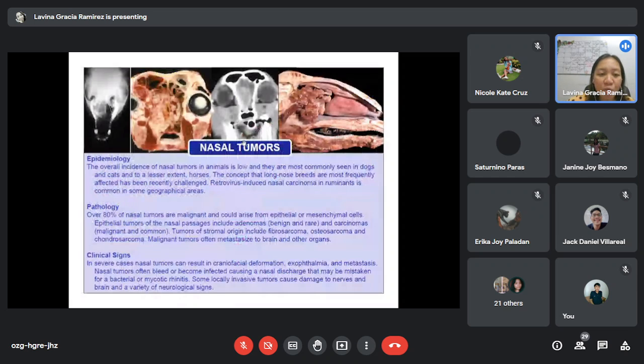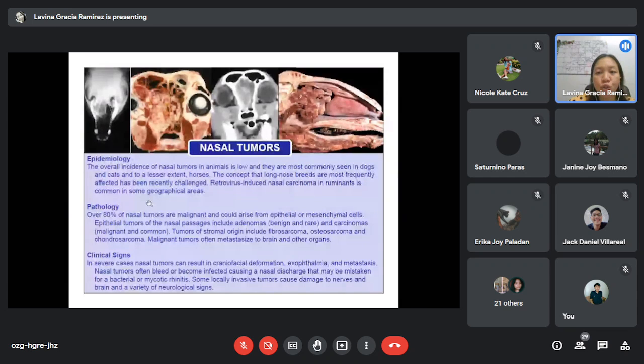Okay, so for the nasal tumors, let's talk about the epidemiology or the distribution of nasal tumors in affected domestic animals. The overall incidence is low. However, it is most commonly seen in dogs and cats, and to a lesser extent horses. The concept that long-nosed breeds are most frequently affected has recently been challenged.